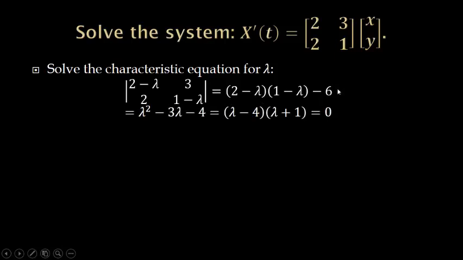By expanding that, combining like terms, and then factoring, I see that I have two solutions to the quadratic equation. Lambda will be equal to 4 and lambda will be equal to -1. Those are my two eigenvalues.